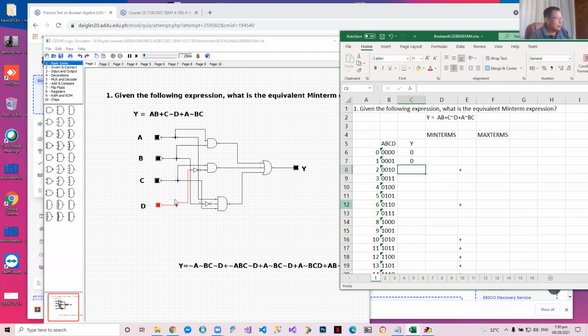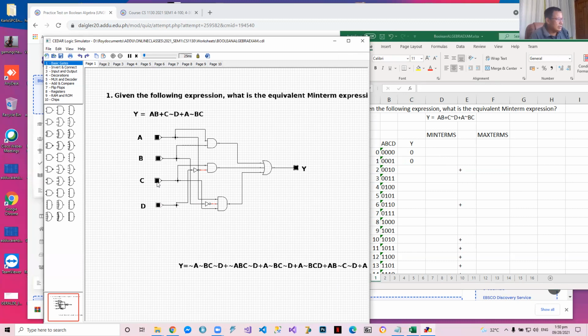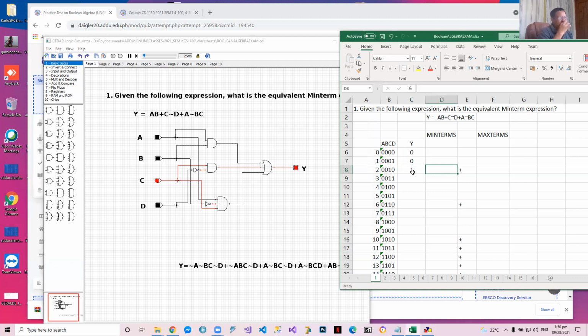Then we'll have 0, 0, 1, 0. This is a zero, this is a one, this is a red. This is what we're looking for. So this is a min term because this is a one. We will write the min term here. The min term is not A, not B, C, not D.